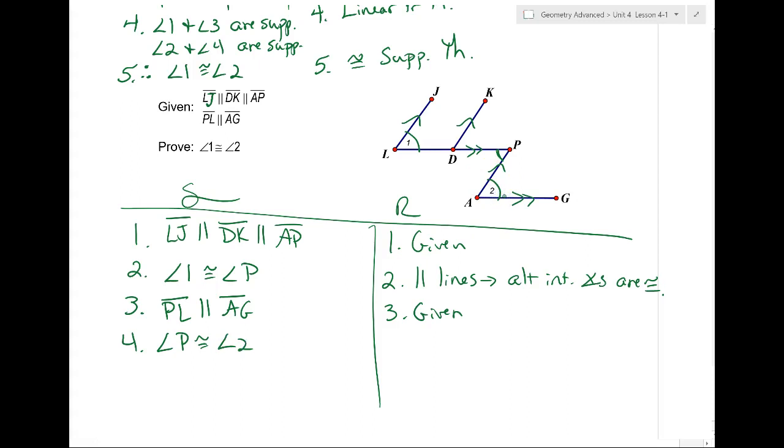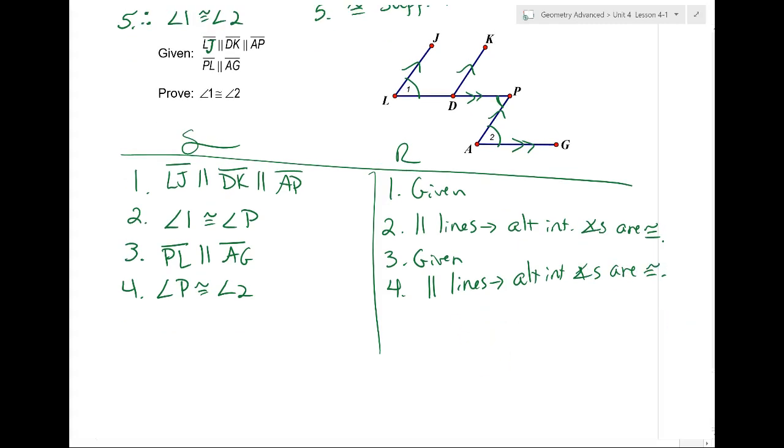Again, what's the reason, guys? Alternate interior angles. Awesome. So if I have parallel lines, then alternate interior angles are congruent.